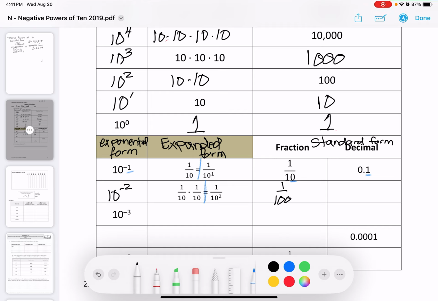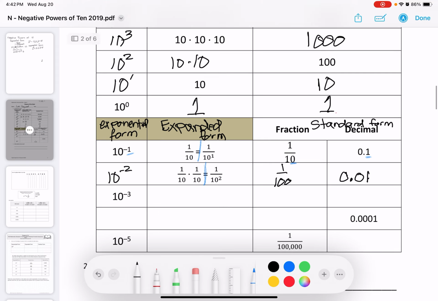So in order to write it as a decimal, I'm going to put my decimal. My exponent is negative 2, so therefore I want to go 2 place values after the decimal. So that would be 1, 2. Now 10 to the negative 3. So that is 1/10 times 1/10 times 1/10. And to write it as a positive exponent, that's 1 over 10 to the third power.